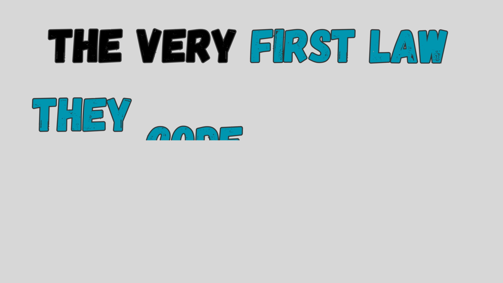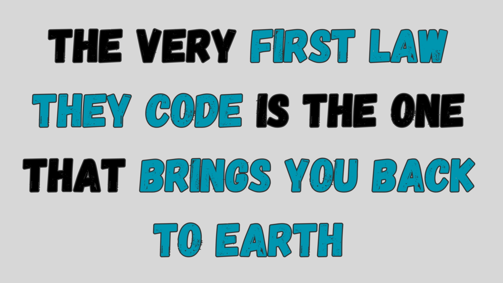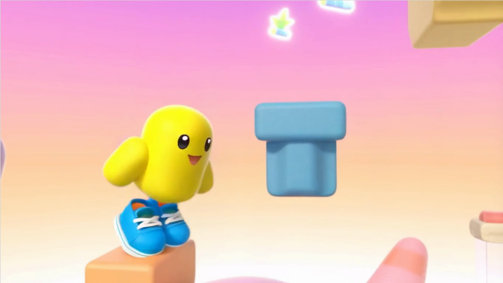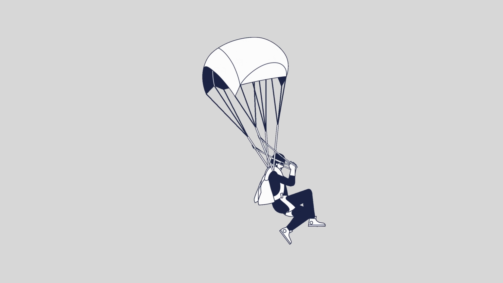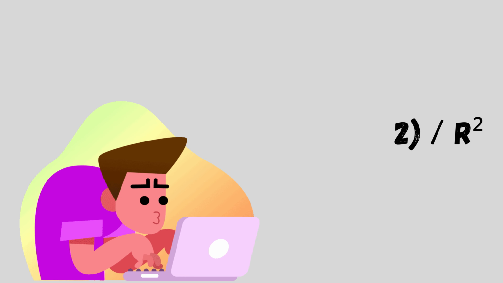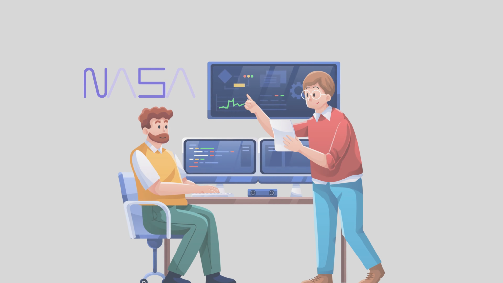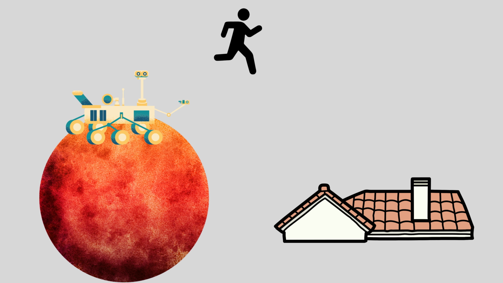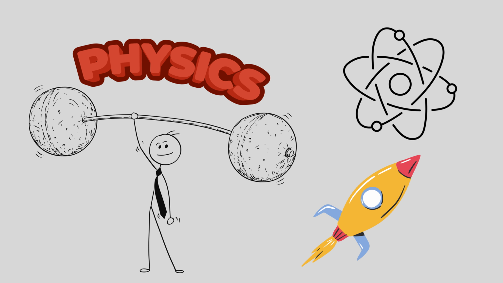The very first law they code is the one that brings you back to Earth: gravity. Your character jumps, but they must come down. Game programmers don't just tell the character to fall, they input a precise mathematical value for the force of gravity. Think about it. A NASA engineer uses the exact same gravity calculation to land a rover on Mars that a game developer uses to land a character on a roof. That is the power of physics.